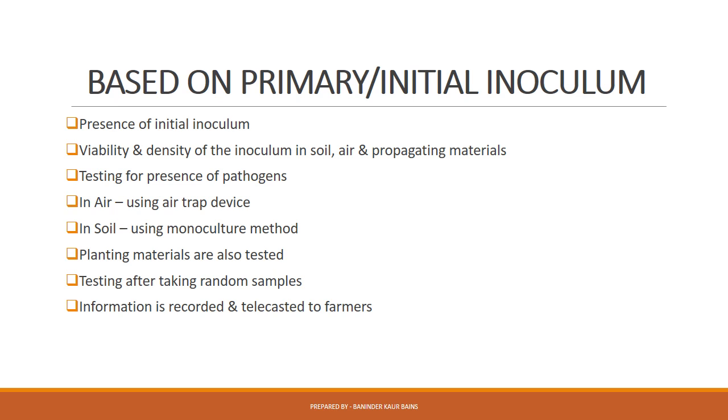And then planting materials are also tested. For example, if we are using cuttings or buds, then those materials should also be tested for the presence of the spores or for the presence of that pathogen. Then testing after taking random samples. We take random samples from the area where the disease exists, and then tests are done.